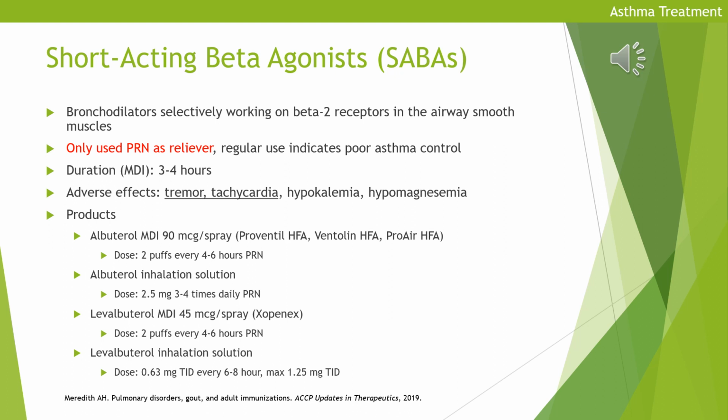The effect of these inhalers will last about 3 to 4 hours, and the adverse effects are typically mild, but if used very often, it could lead to tremor or tachycardia, or even in severe cases, electrolyte imbalances. The two main products are albuterol and levalbuterol. Levalbuterol is the R enantiomer of albuterol. It is twice as potent, so the dose is half of that of albuterol, but it is also more expensive. Most commonly, you'll see albuterol being dispensed as Ventolin or ProAir.